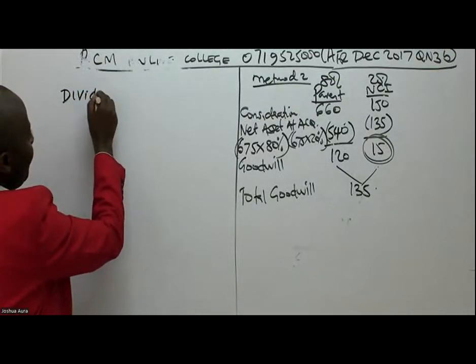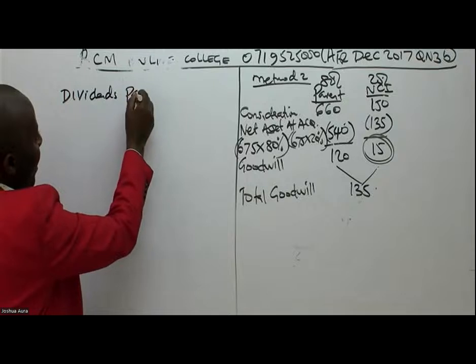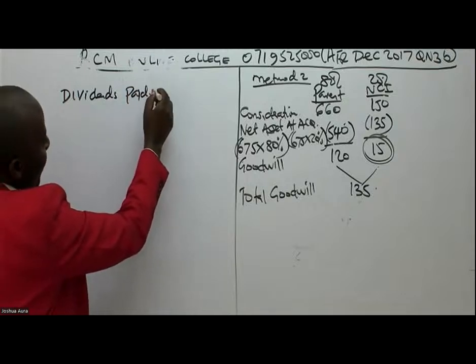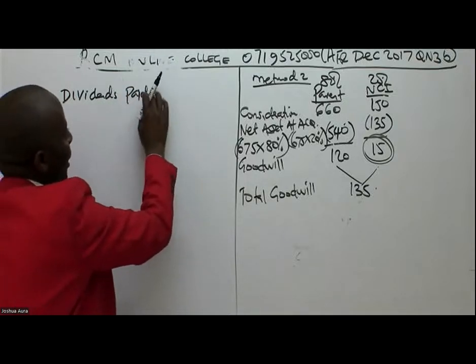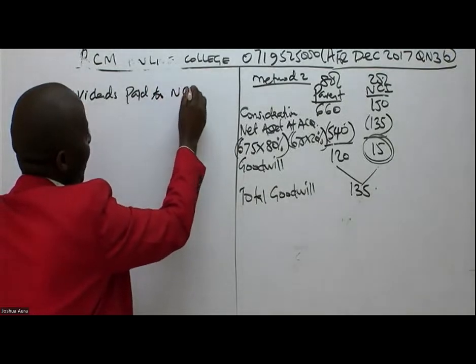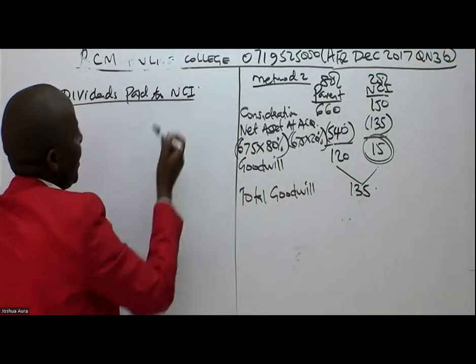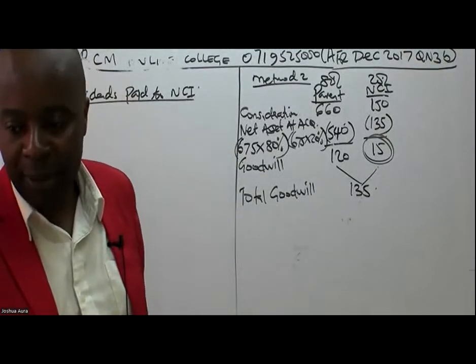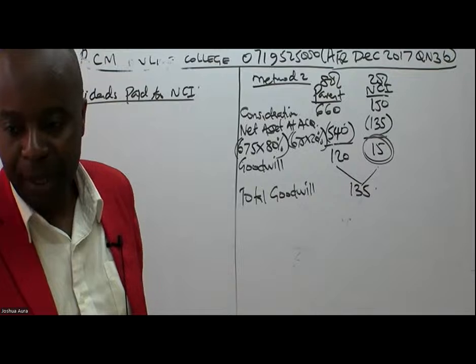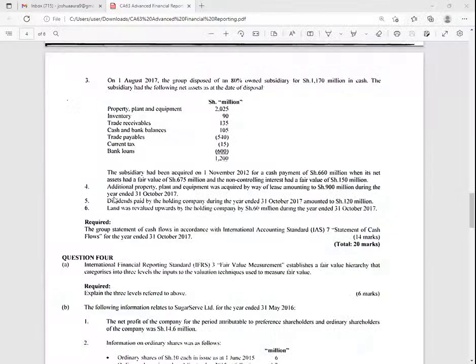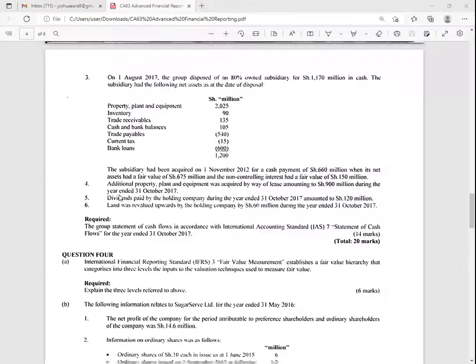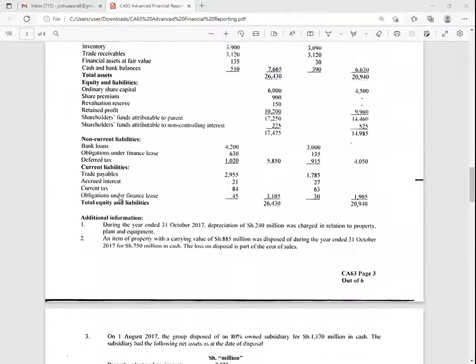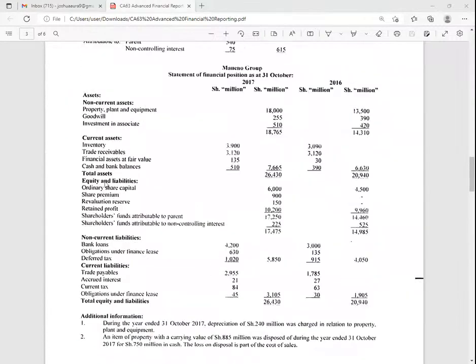Dividends paid. Paid in this case here, dividends paid to NCI. So dividends paid to NCI, when you look at this particular question, you'll be able to see right away a place where they're giving us, under equity and liabilities, the funds attributable to NCI.